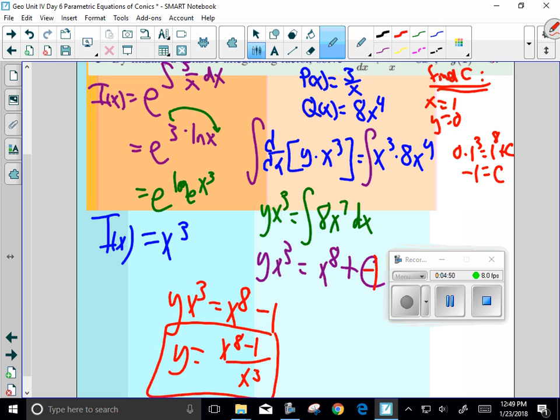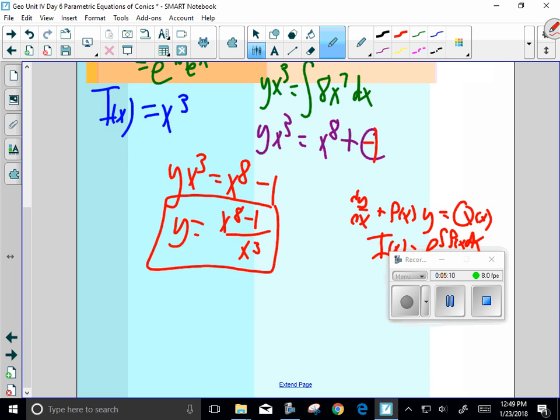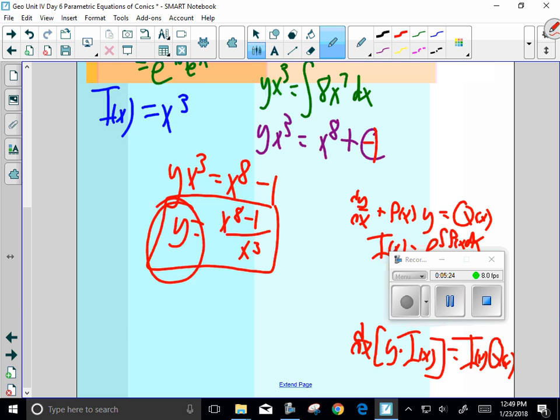One more time, dy/dx plus p of x times y, something with x in it times y, equals something without a y. I of x is e to the integral of p of x dx. And then the other formula is d/dx of y times I equals I times Q. And that's how you solve a function of y using integrating factor.